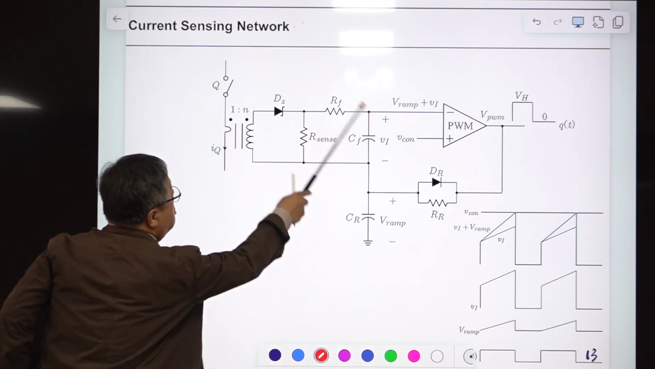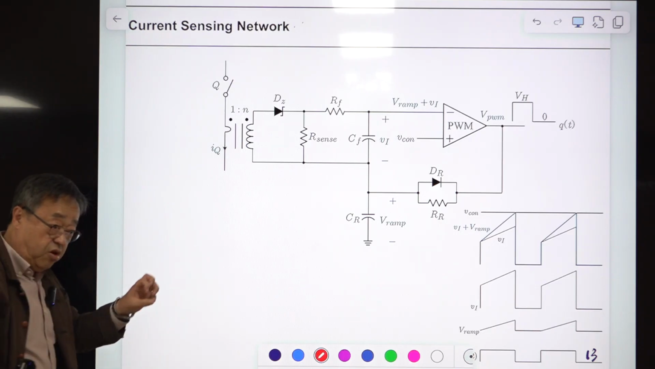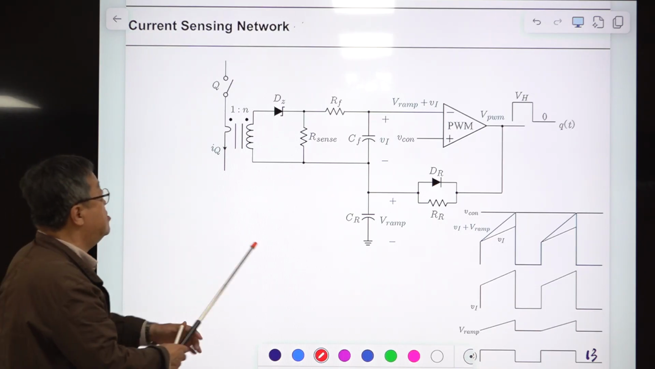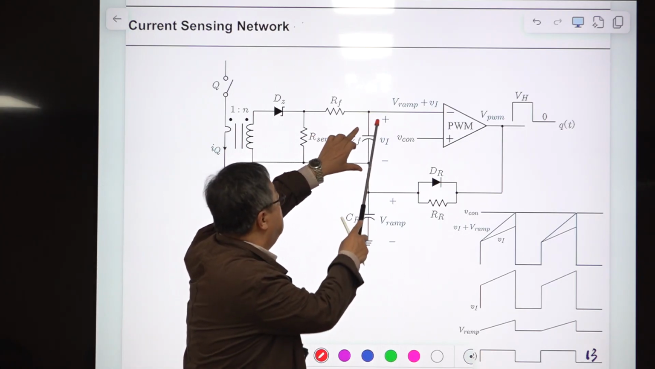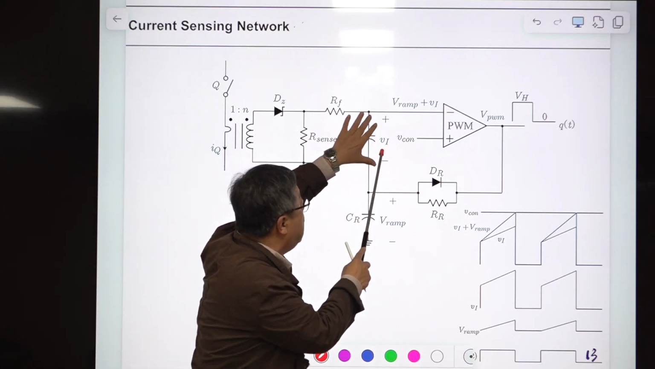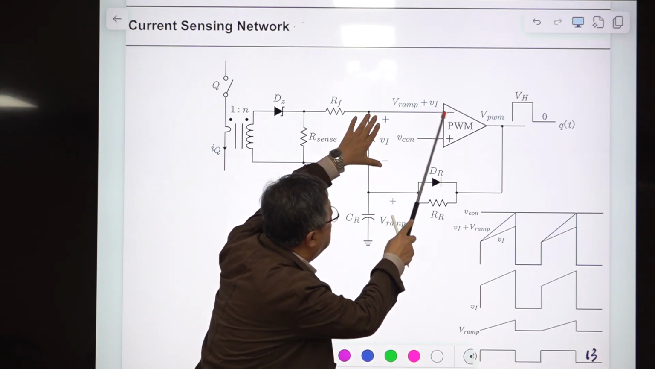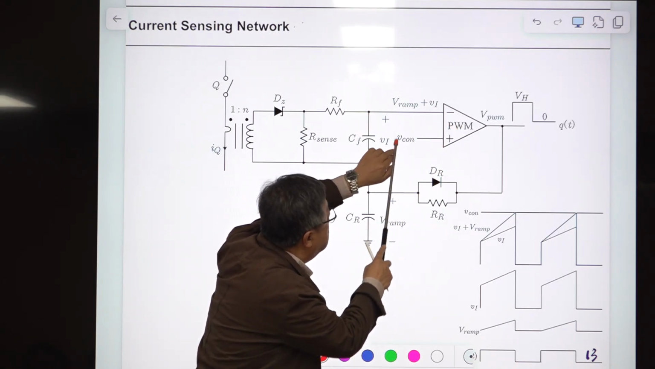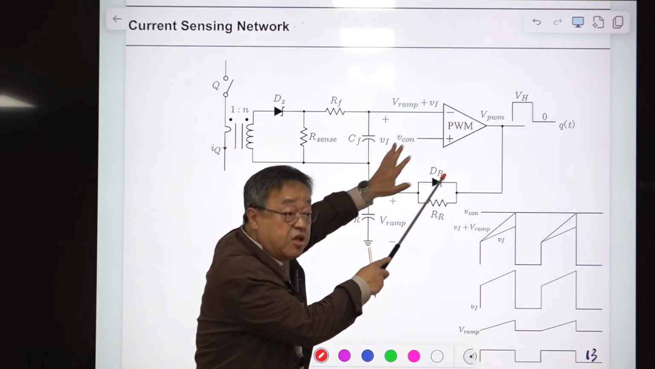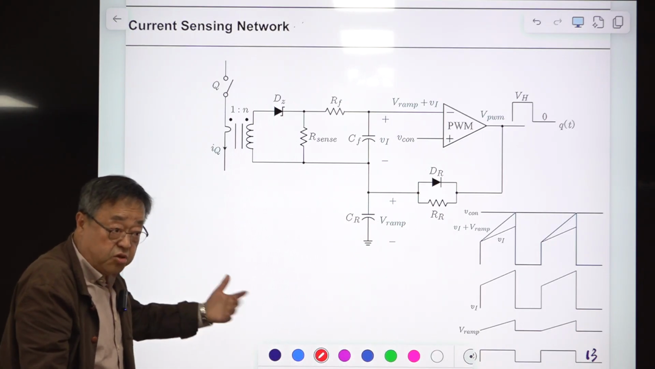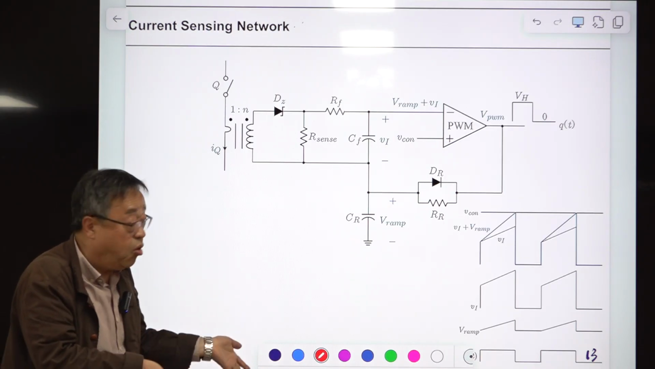This is the noise filter. This filters out some noise, and this generates the current feedback signal here. Eventually that will go to the PWM block, and this part is the control waveforms. Details about this will come in the next slide. Just understand the functional behavior of this.